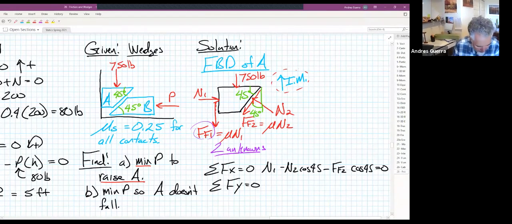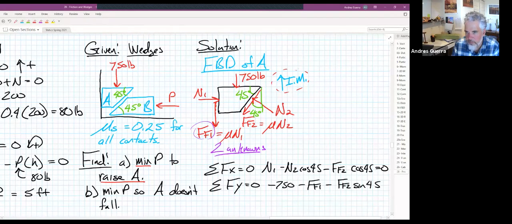And then sum of forces in the Y, we're going to end up with a minus 750 minus FF1, and then a minus FF2 times the sine of 45, or no, wait. Let's see, cosine of 45. No, sorry, I should flip these. This right here should be sine of 45, and this one down here should be cosine of 45. And then we're going to have also a plus N2 times the sine of 45 is equal to 0.